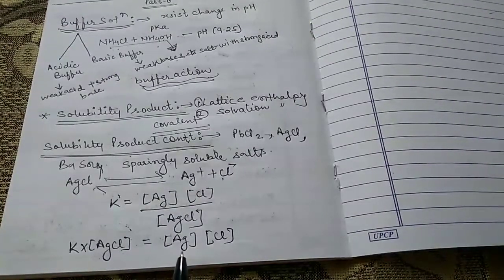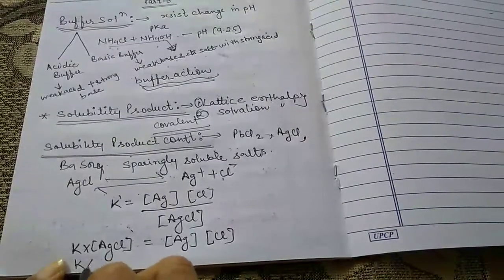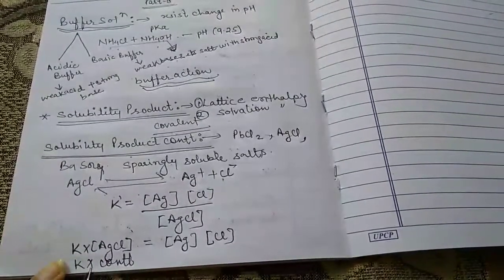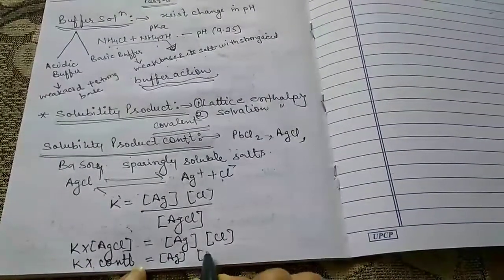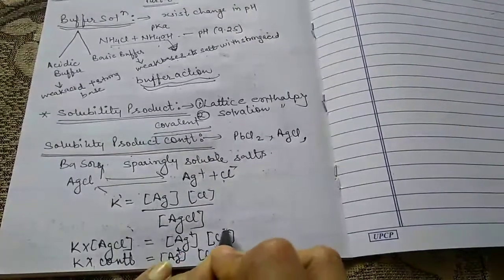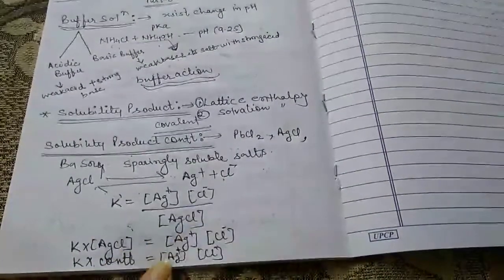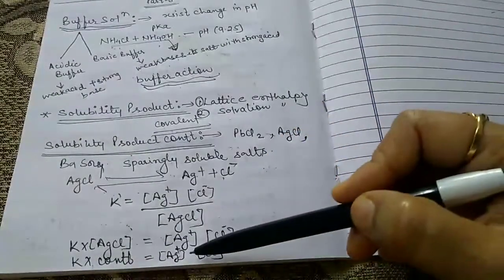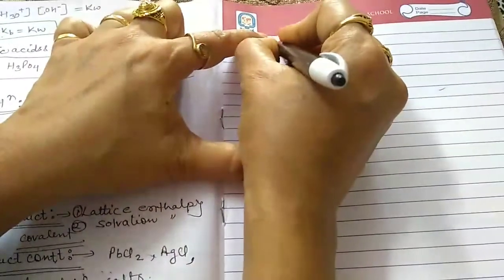And it follows that K, now in place of [AgCl], if we consider it a constant, we can write K multiplied by a constant equals [Ag+][Cl-]. This is plus and this is minus, because one is split into a positive species and the other into a negative species. Now in place of K multiplied by the constant, we use a new term, that is Ksp.